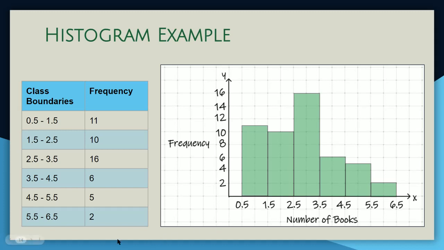So a couple of things to notice. First, the bars touch, which is what we should see. The only time you're going to see a gap between bars is if one of the rows in your table has a frequency of 0. Otherwise, the bars should touch.